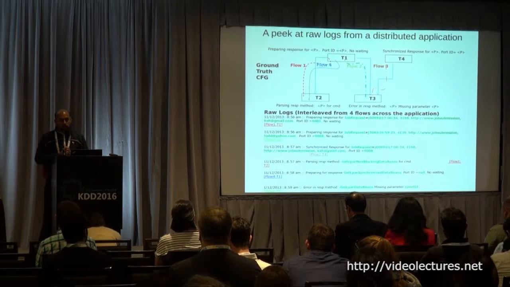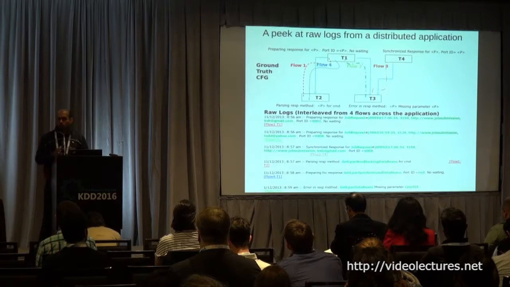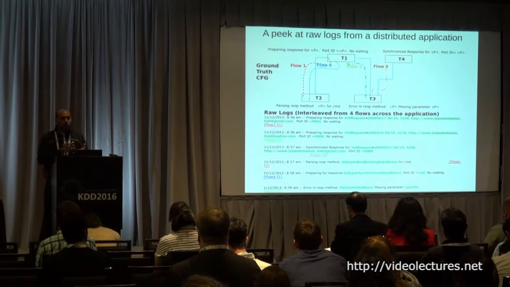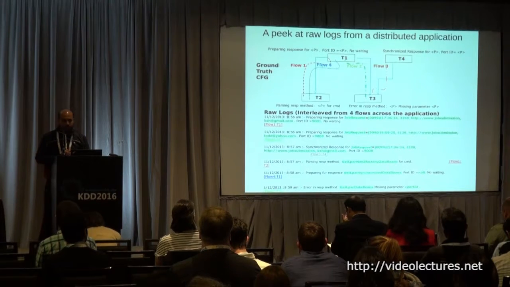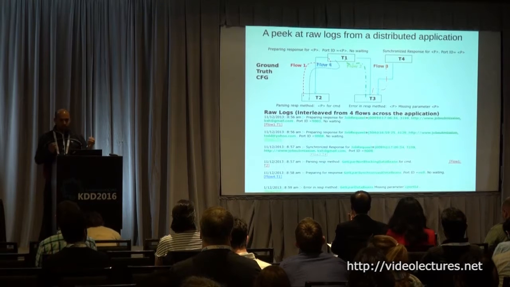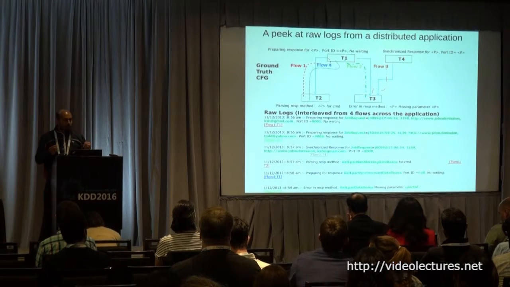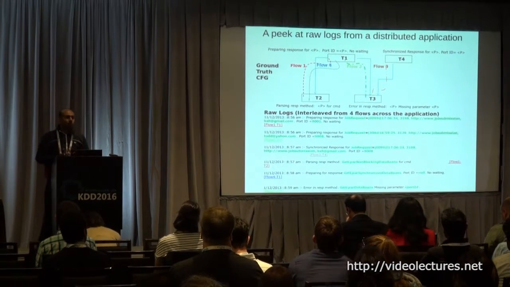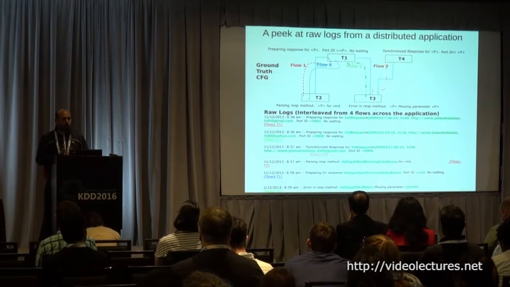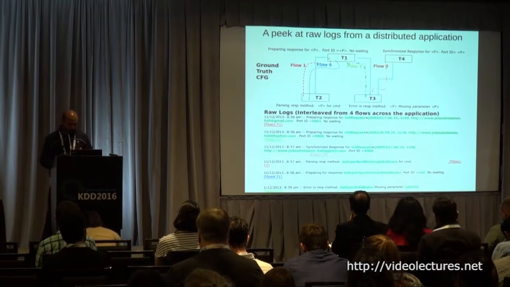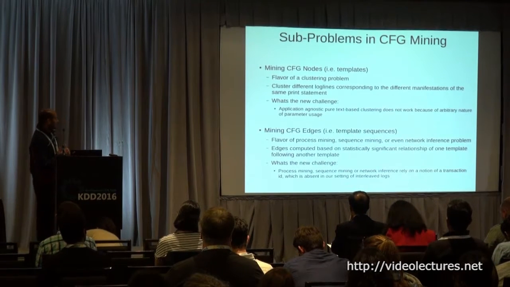One is even mining the print statements from the logs is a hard problem because they don't look identical, but it's some version of a clustering problem, and I'll tell you why it's challenging. The second is mining these edges between nodes, right, is some version of a sequence mining problem. But again, I'll tell you why classical sequence mining problems cannot solve this problem, okay? So let's get to that.